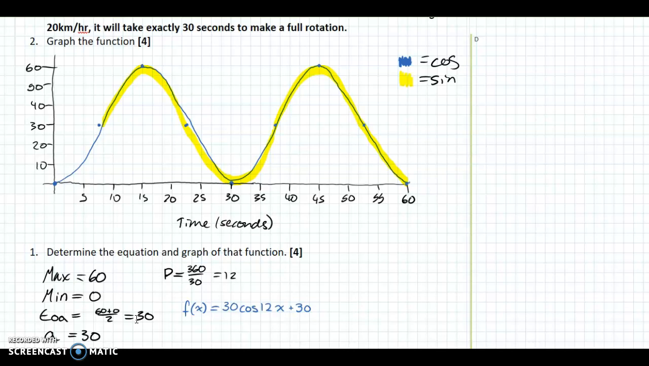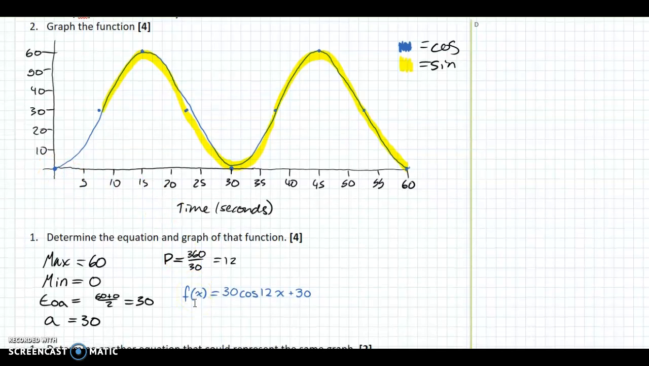And to decide whether this is a cos or sine function, because it starts at the minimum rather than the equation axis, I chose to do a cos function. So now we put it all together. The first is the amplitude, so we put 30 cos. After cos, we put the period, which is 12, x plus the equation axis, which we know is 30. So this will give us our equation.